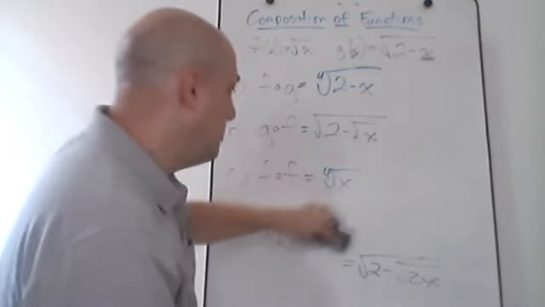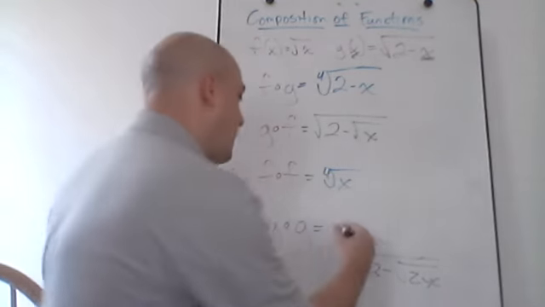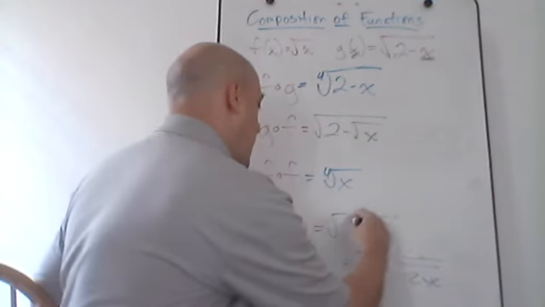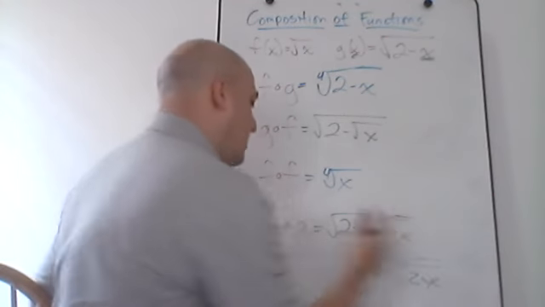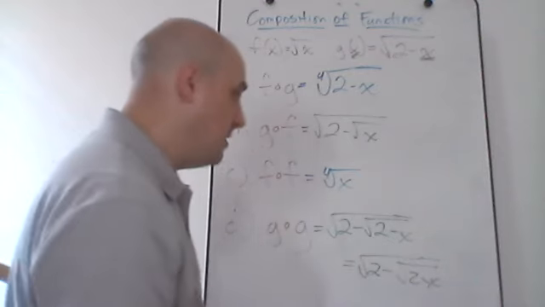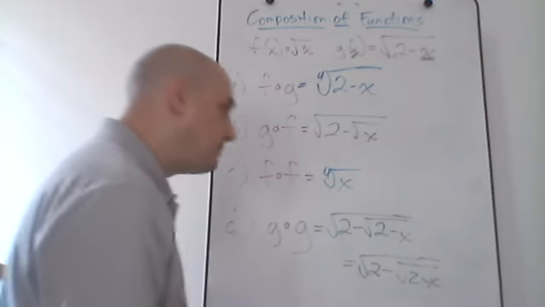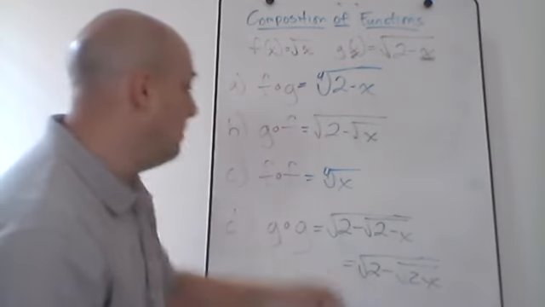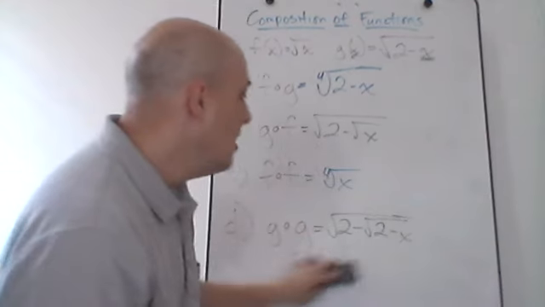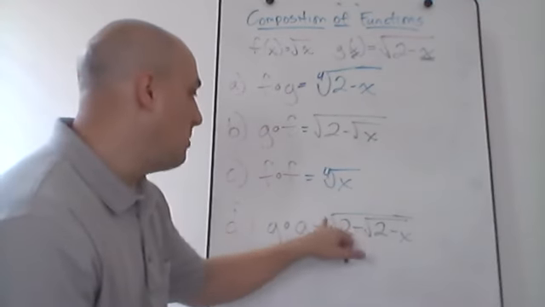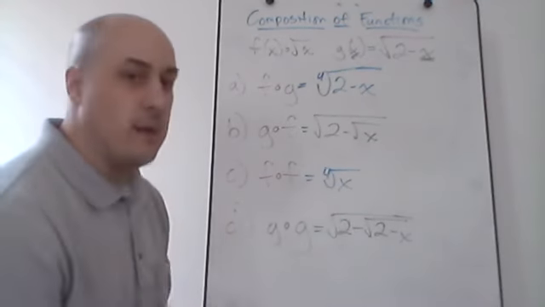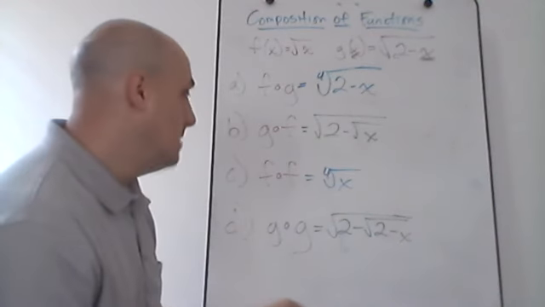When you start doing compositions of functions, especially when you start getting radicals and roots and stuff like that, you can get some really weird looking functions. The square root of 2 minus the square root of 2 minus x. And once again with this one, just like with the one up there, part B, we cannot combine those together. Because of the subtraction in between this square root and this square root, those will have to stay separate.